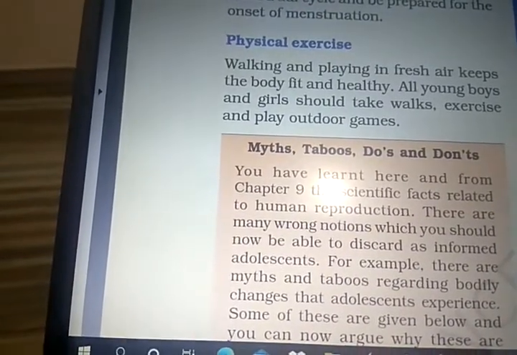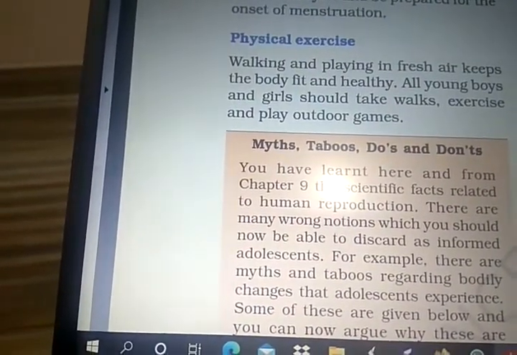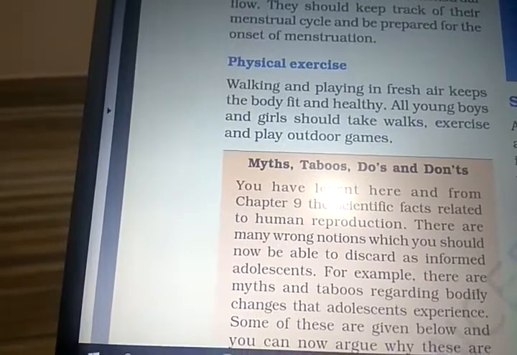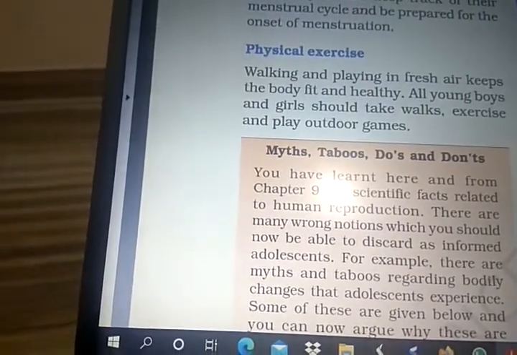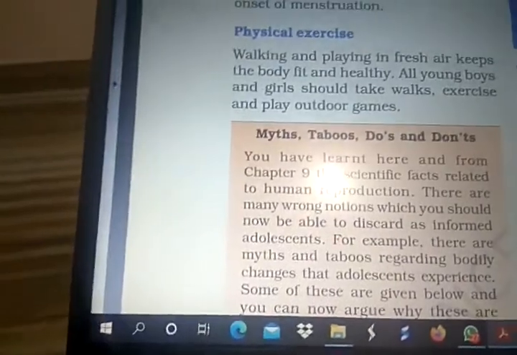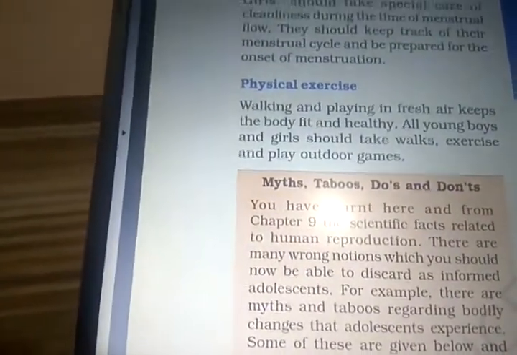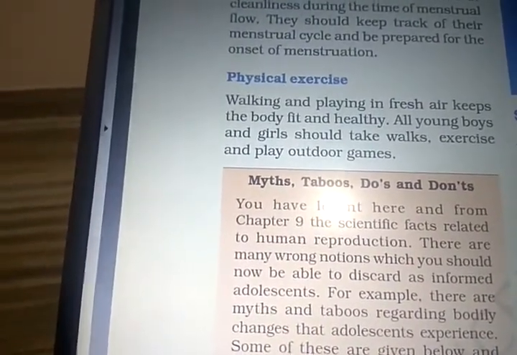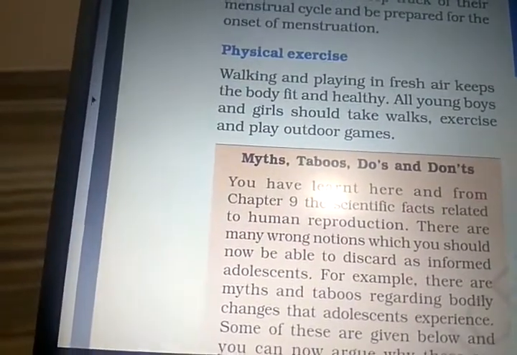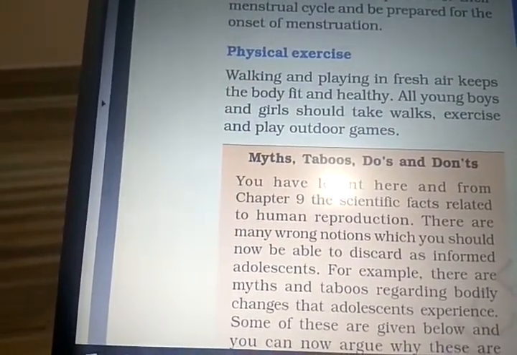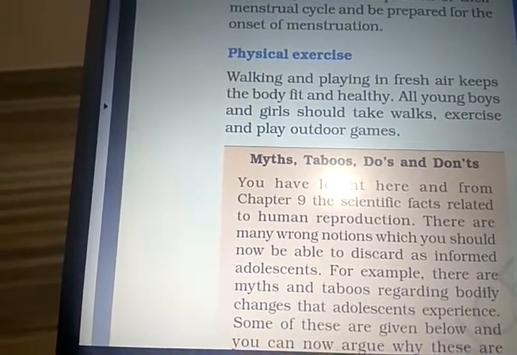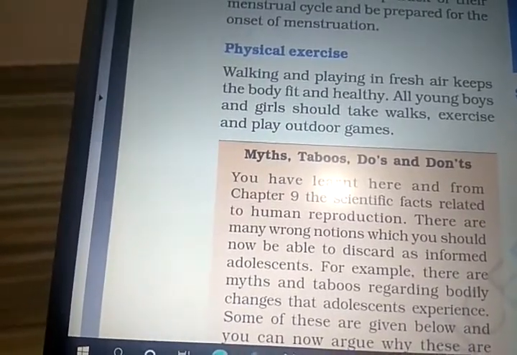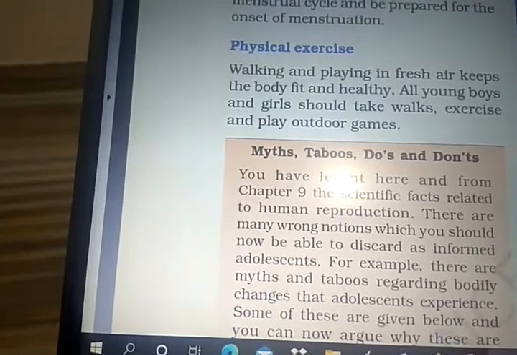Now physical exercise, such as walking and playing in the fresh air, keeps the body fit and healthy. So all young ones, boys and girls, should take a walk, exercise and play outdoor games, not only indoor games. Nowadays the children are busy with video games on mobiles and computers, right? But you have to maintain exercise also. You have to maintain balanced exercise, means outdoor games and indoor games, both. You can play games on mobile, but only for a certain time, not the whole day, right?